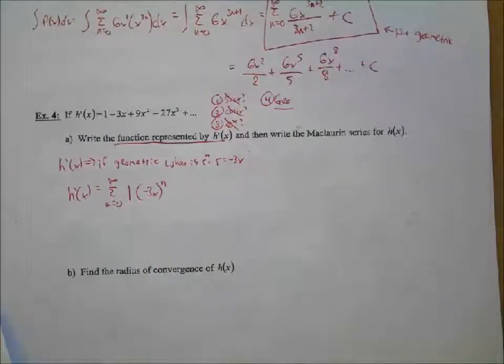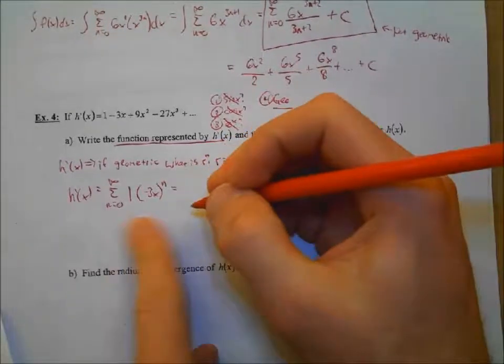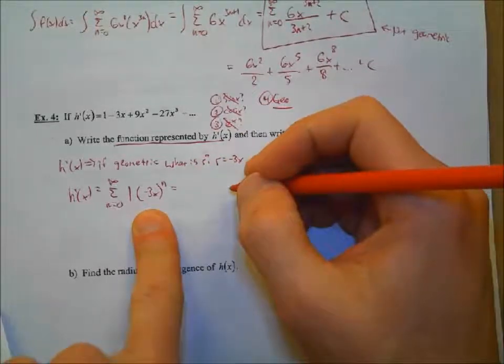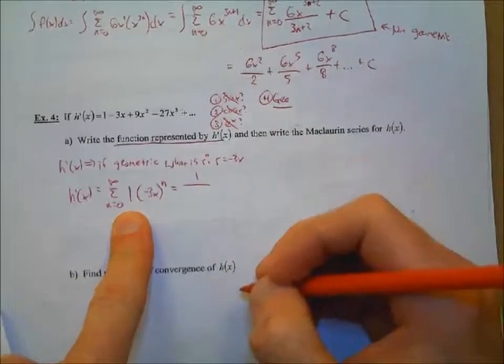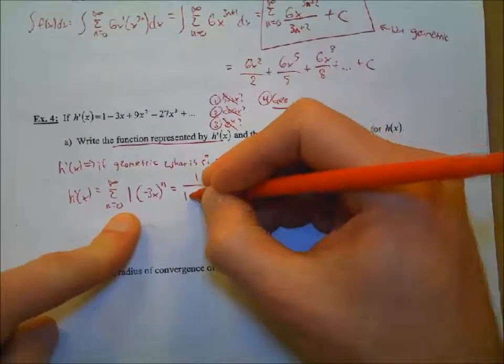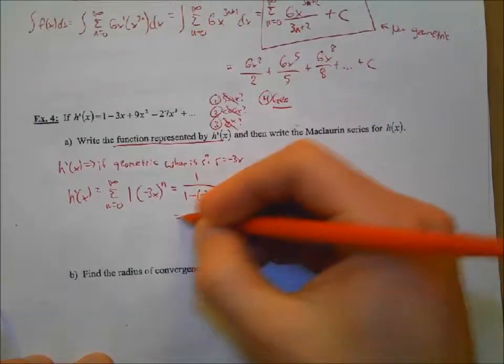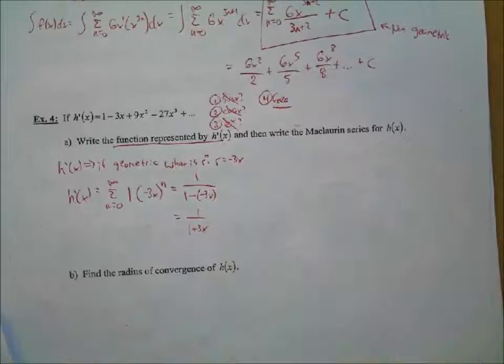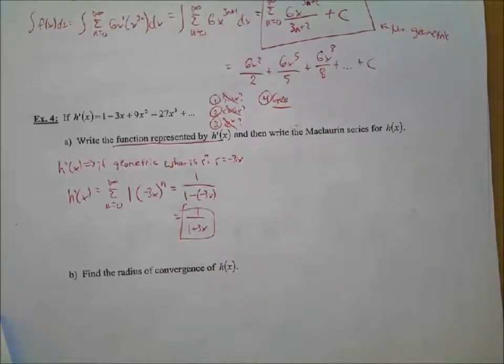Have we answered the question that was being asked, though? Is that a function? No. It's a sum, the series notation. So we're going to rewrite this now. What is this as a function? Well, remember we know what this sum is. It's 1 over 1 minus our r, which is negative 3x. Can we write 1 plus 3x? Of course you can. So 1 over 1 plus 3x. Very good. And that's probably preferable, too.